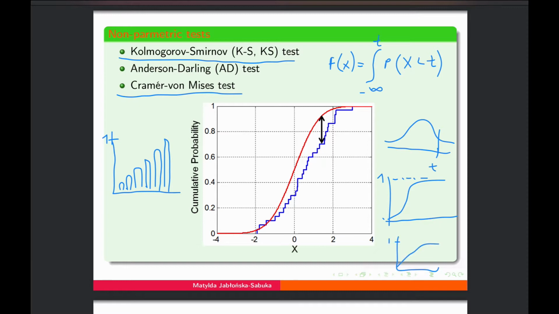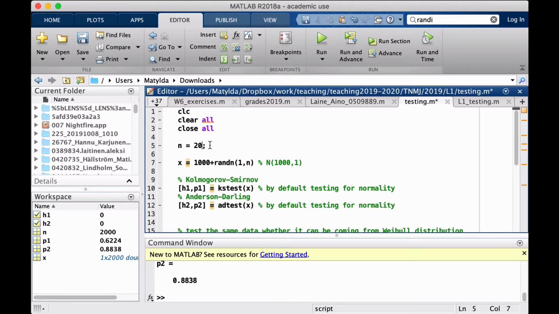So Kolmogorov-Smirnov and Cramér-von Mises, they do this comparison directly of the empirical and theoretical CDF. They just have different formula for doing that. Anderson-Darling is very similar, but what it does, it first inverts the empirical cumulative distribution function. And the inverse should come from uniform distribution. So then it basically compares how much that inversed one is close to theoretical uniform distribution on interval 0 to 1. And I focus on these three tests because they are the most common and they are also available in MATLAB. So let's have a look at a couple of examples in MATLAB.